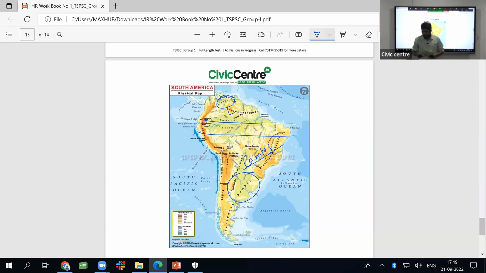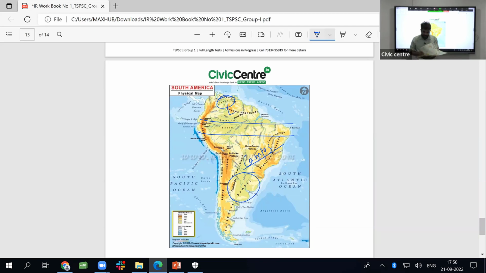Could you locate the Falkland Islands, located in the South Atlantic Ocean, controlled by the UK? Falkland and Saint Helena Islands are located on the western side of the Prime Meridian in the Atlantic Ocean, controlled by the UK.